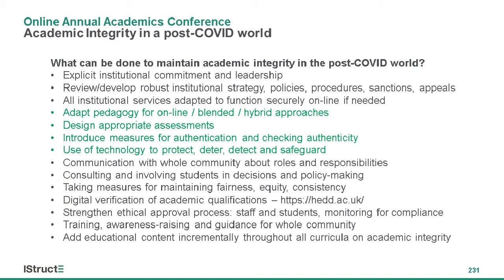So what can be done about this problem in the post-COVID world? Well, first of all, institutions must have explicit commitment and show leadership to academic integrity. Institutional policies must be reviewed and strengthened to ensure that all the requirements are robust and sound. The institutional services must be adapted to function online if needed. In terms of pedagogy, the normal face-to-face procedures won't necessarily work online in a blended or hybrid approach, and assessments cannot necessarily be adapted, so they need to be looked at to make sure they work well in an online world or a hybrid world.